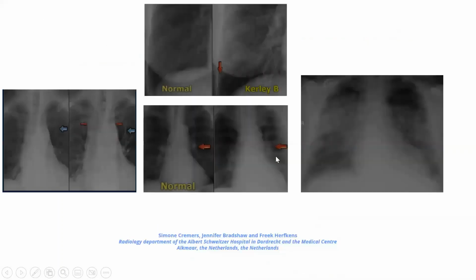Okay. Now, the level of congestion, I want you to remember, is not all or none. It is kind of a spectrum. So you can have Kerley B lines, hilar filling, which might progress to bat-winging and whiteout of the lungs, the cephalization, or the upper lobe diversion. So you have stages of congestion. When you look at the chest X-ray of a patient suspected of congestion, you have to focus on all these features: the Kerley B lines, the hilar filling, and the cephalization of the veins.